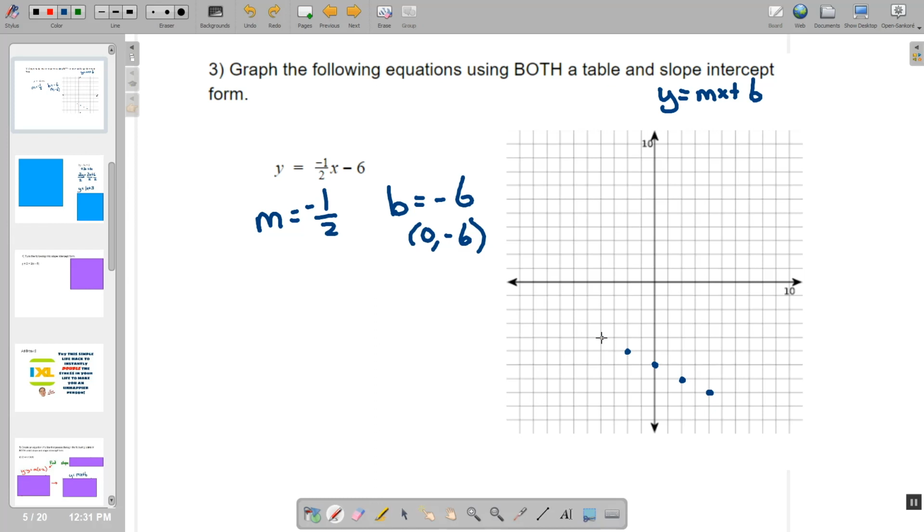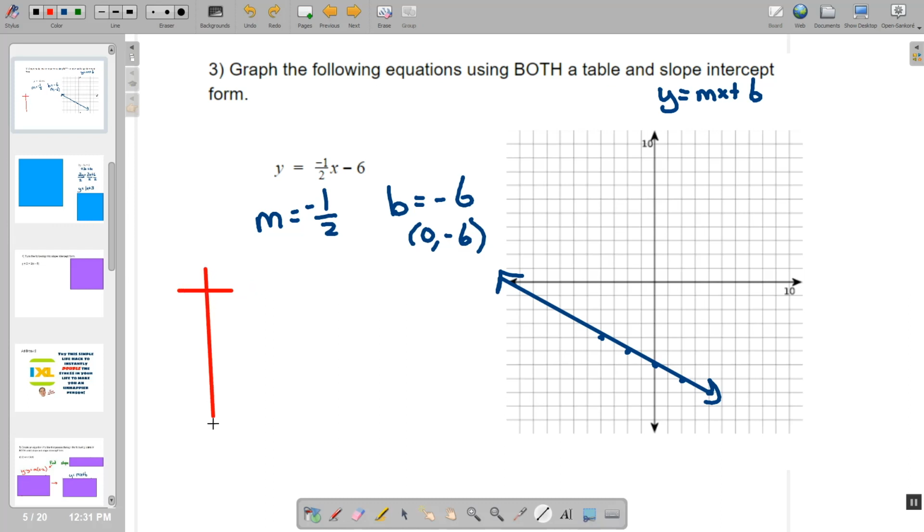Now, normally we make that table first, but I'm going to show you how, if you make the graph first, you can actually then go backwards and make the table. So we have our graph. It's all done. So we're going to make our table here.